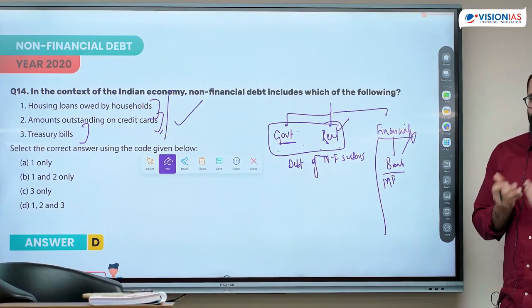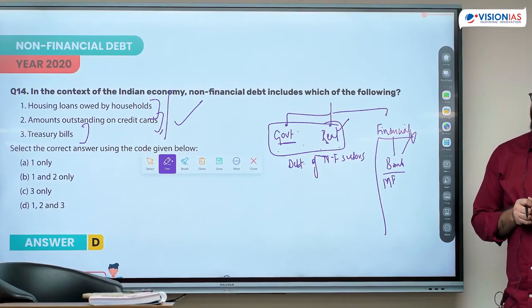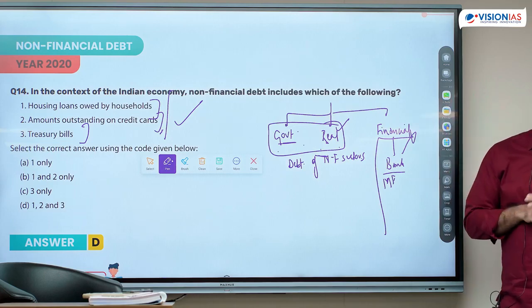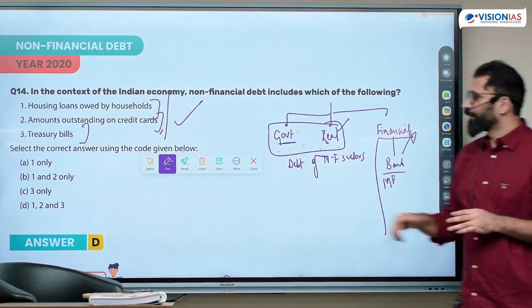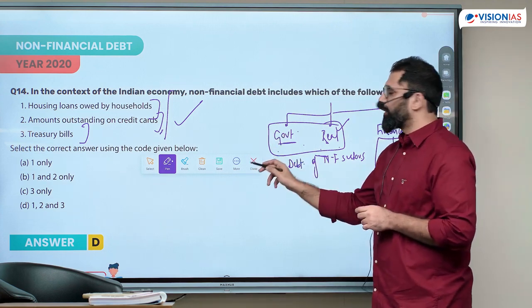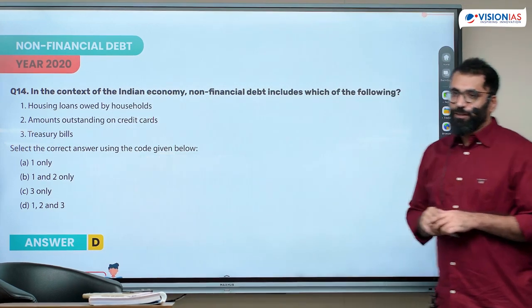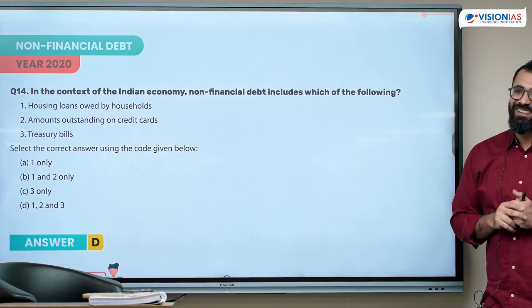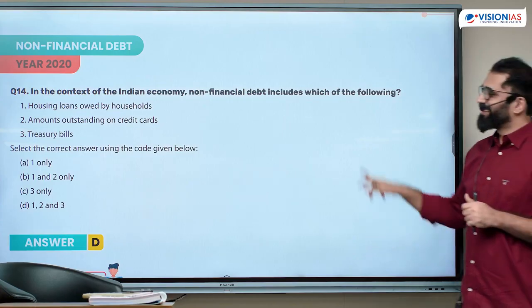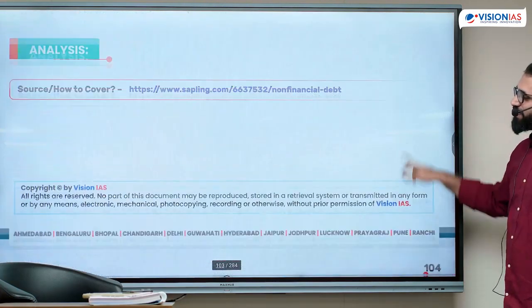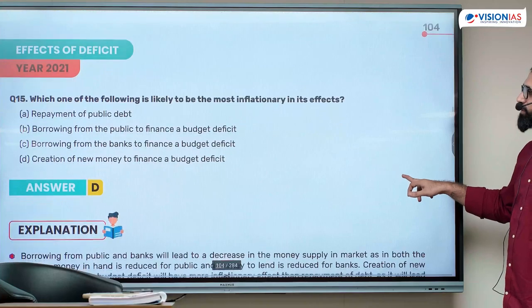This is why I said the nature of debt will always be financial. So they could have made the statement more clear. There's a framing issue in this question. Otherwise, housing loan, how are you going to pay? It's not that I will make a bench and give it to the bank to pay for my house. It will always be financial. They could have been more specific.